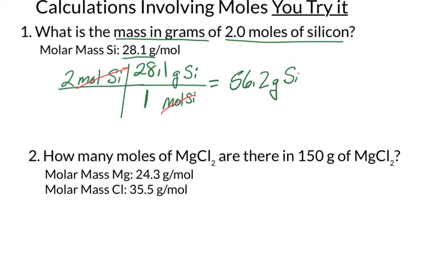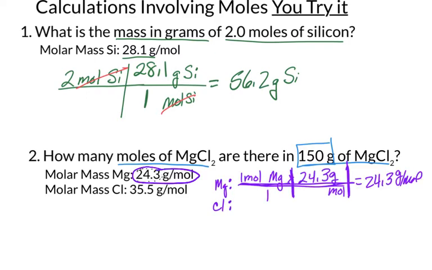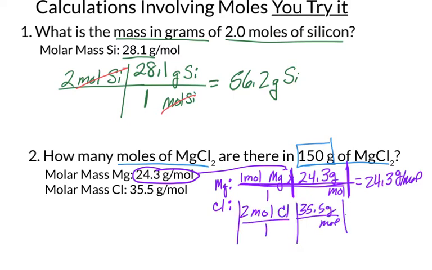Okay, now let's look at number 2. It says, how many moles of magnesium chloride are there in 150 grams of magnesium chloride? So this one's a little bit different. I didn't give you the total molar mass. Let's go ahead and calculate that. So magnesium molar mass is 24.3 grams per mole. Chlorine is 35.5. We multiply this 35.5 by 2 because there are 2 in the formula, and that becomes 71.0 grams per mole. And we add 24.3 plus 71, and we find that we get 95.3 grams per mole for magnesium chloride.